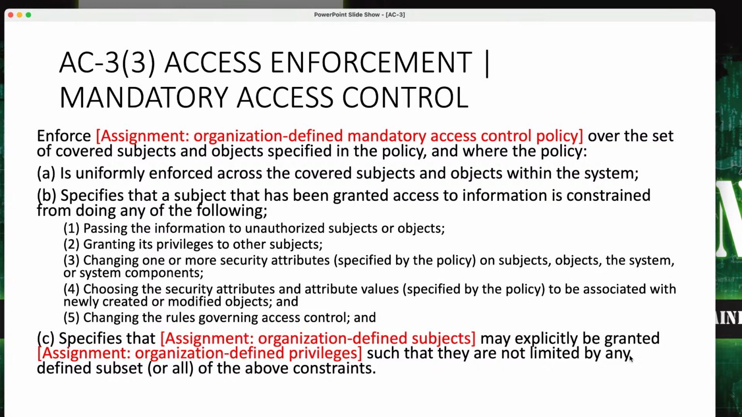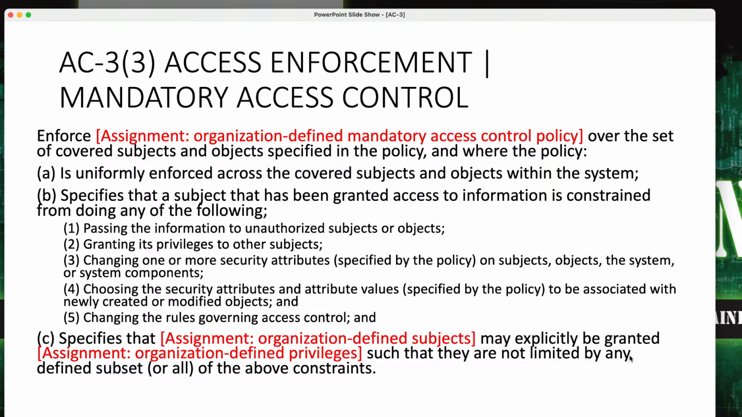We want to enforce the assignment is the organization-defined mandatory access control policy over the set of covered subjects and objects specified in the policy, where the policy is A, uniformly enforced across covered subjects and objects within the system, and B, specifies that a subject that has been granted access to information is constrained from doing the following: passing the information to unauthorized subjects or objects, granting its privileges to other subjects, changing one or more security attributes specified by the policy on the subjects, objects, the system, or system components, choosing the security attributes and attribute values specified by the policy to be associated with newly created or modified objects, or changing the rules governing access controls, and finally specifies another organizationally defined variable.